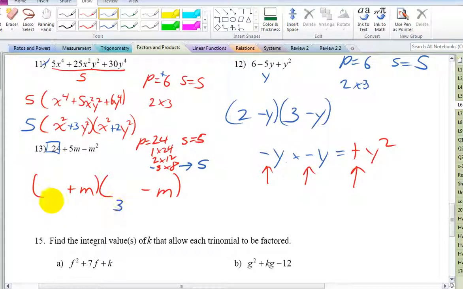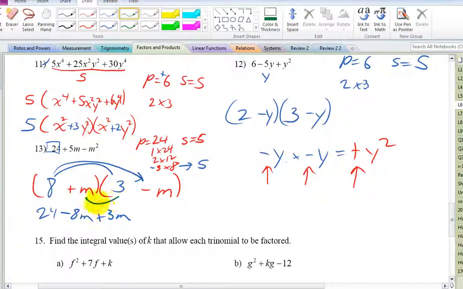So if 3 is here and 8 is there, let's just see what would happen when you multiplied it. You would go 8 times 3, yeah, that's 24. 8 times negative 8m. And then you would get plus 3m when you did this multiplication. Which is okay, but there's a problem with it. What does that give you? Negative 5m. We don't want that, do we?